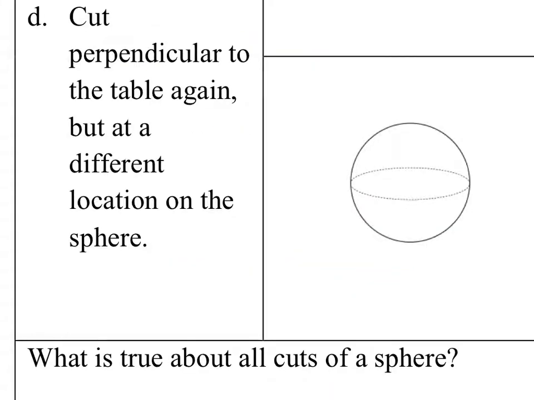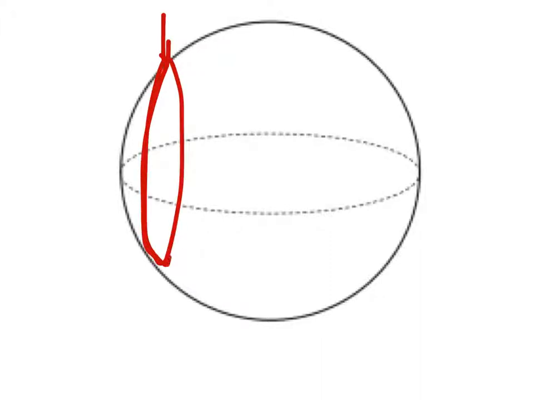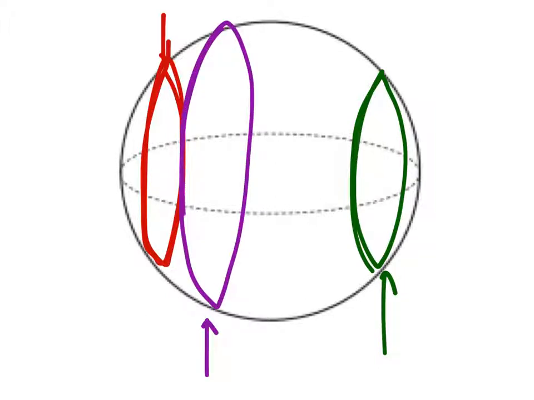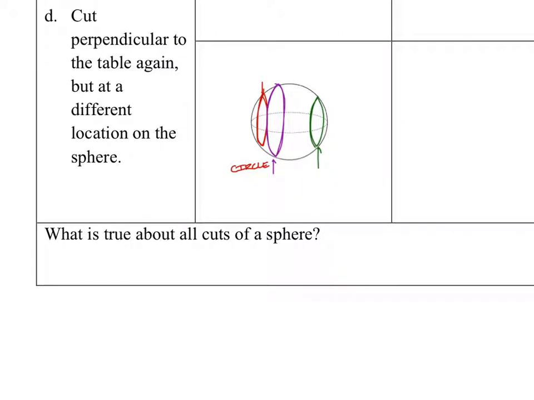Let's cut perpendicular to the table again, but at a different location on the sphere. So still perpendicular, I'm going to cut it straight across. And that's going to be a circle, it's just a smaller circle. Same if I cut it over here. That would be a circle, but again, it's just smaller now. I could cut it here, and it would be a bigger circle. So what is true about all cuts of a sphere? You always get a circle.